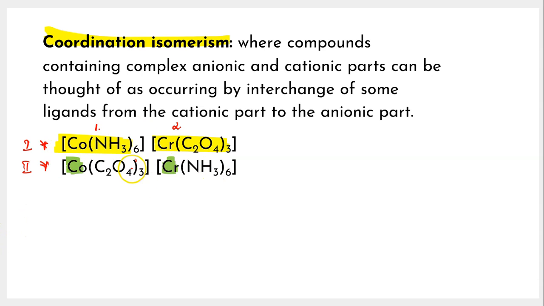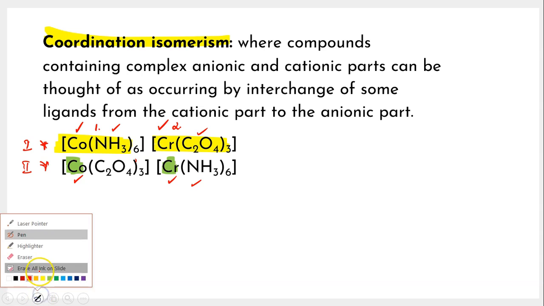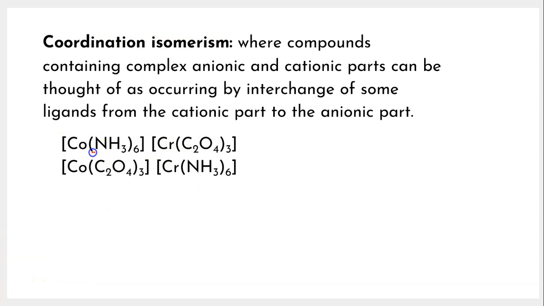In both the cases, the central atom that you're talking about is the same. And the ligands that you're talking about are also the same. Then what is the difference? The only difference is the position of the ligands and central atom is different. As in set 1, you were having cobalt and ammonia making a complex. But in set 2, you are having cobalt and oxalate making a complex.